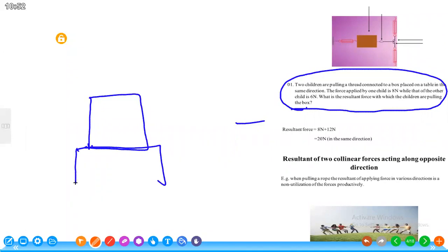When you read the questions, first you draw a figure like that, with both forces in the same direction. How many children? Two children. The force applied by one child is 8 Newton, while the other child applies 6 Newton. Question: what is the resultant force with which the children are pulling the box? That is the question for you.